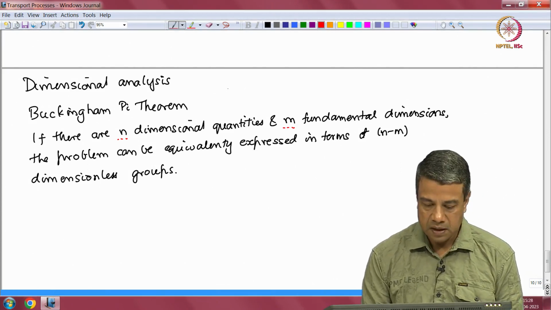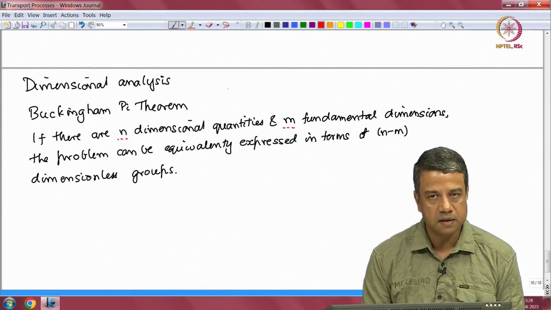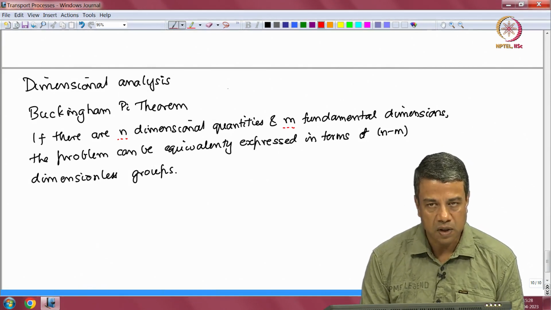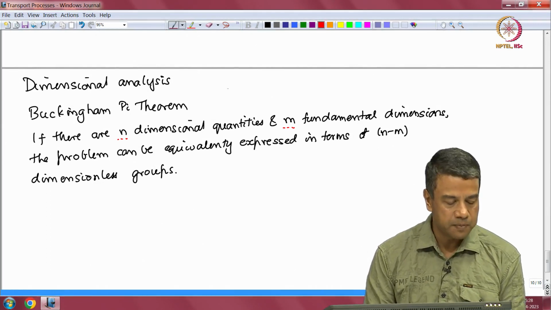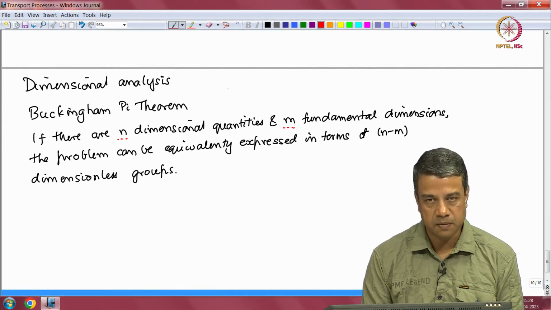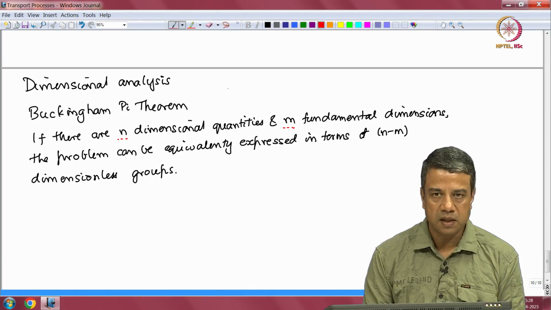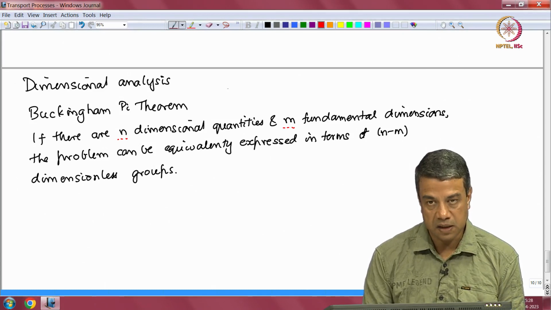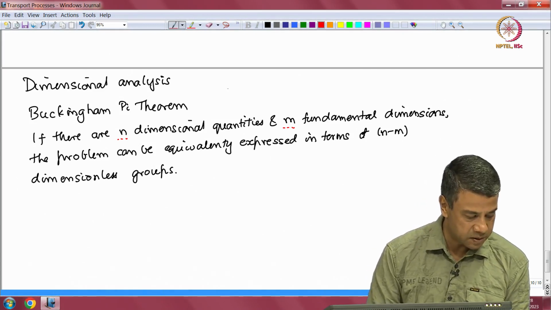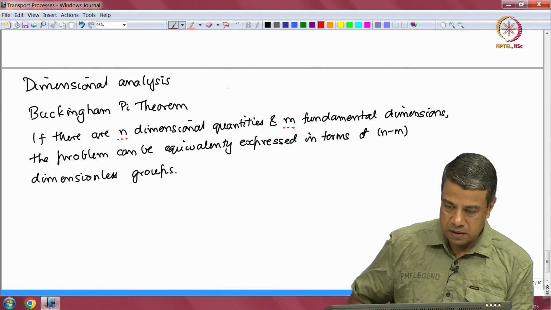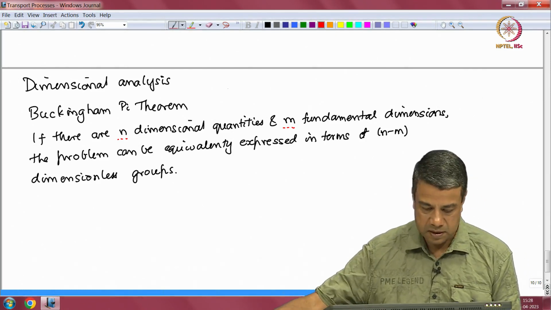As I said, for n dimensional quantities there will be one dependent dimensional quantity and n minus 1 independent dimensional quantities or independent parameters. So, you will get one dependent dimensionless group that you want to calculate and n minus m minus 1 independent dimensionless groups. So, let us look at a concrete example in order to illustrate this.